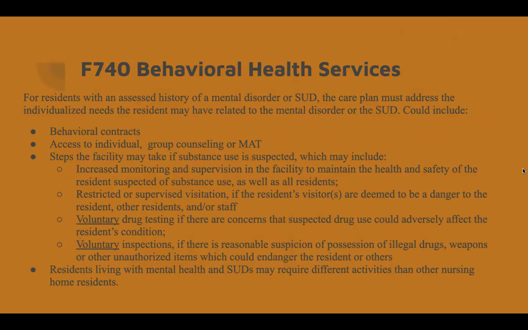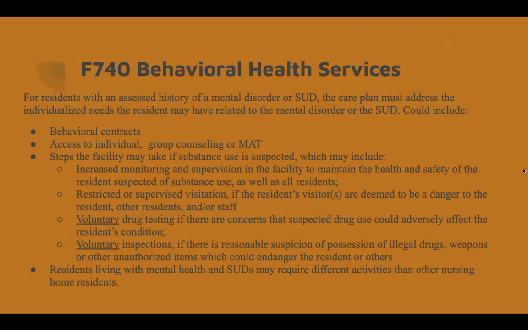F740, Behavioral Health Services, discusses that for residents with an assessed history of mental disorder or substance use disorder, the care plan must address the individualized needs the resident may have related to the mental disorder or substance use disorder. This could include behavioral contracts, access to individual or group counseling, or medication-assisted treatment. Steps the facility may take if substance use is suspected may include increased monitoring and supervision in the facility to maintain the health and safety of the residents suspected of the substance use, as well as all residents.